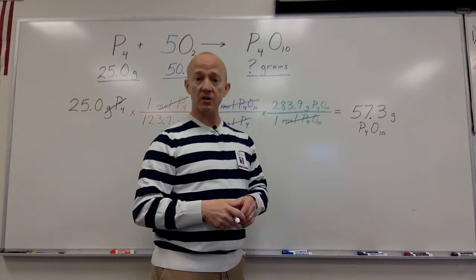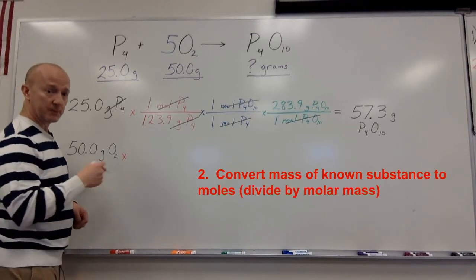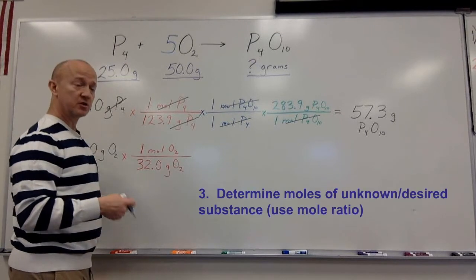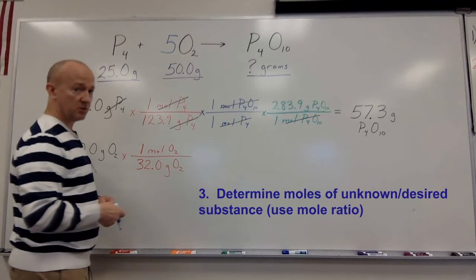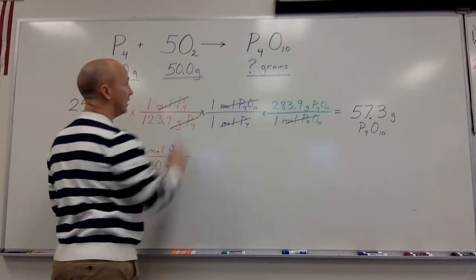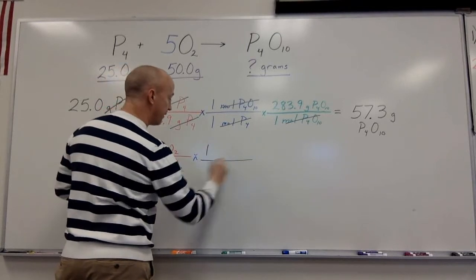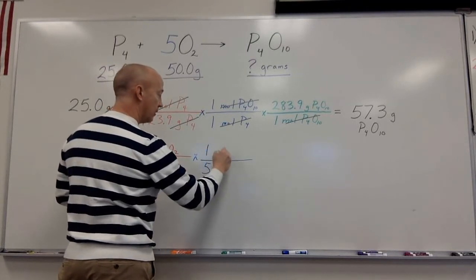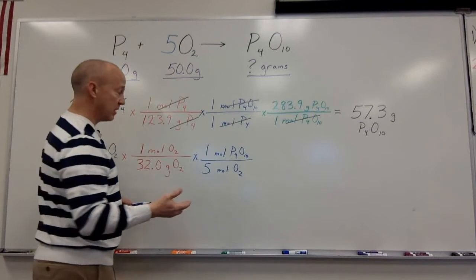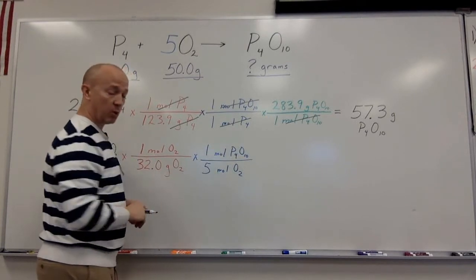Let's check now with the oxygen. I start with my 50 grams of oxygen, and now I'm going to convert to moles by dividing by the molar mass. 1 mole of oxygen gas has a mass of 32 grams. Next, I'll convert to moles of product by using the mole ratio between oxygen and tetraphosphorus decoxide. As you can see, it's a 5-to-1 relationship. But I want to write it this way, 1 for every 5, because I need 1 mole of P4O10 for every 5 moles of oxygen. I arrange it this way, of course, because I don't want moles of oxygen anymore. I want those to cancel. I want to be left with moles of P4O10.